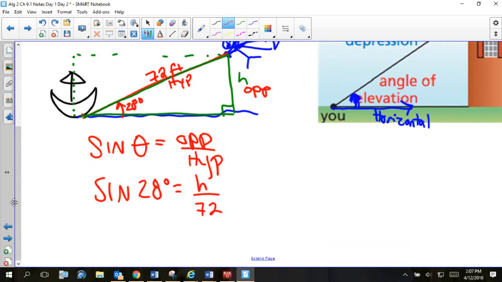I bet it's going to be close to half of 72, because it's 28 degrees. Never mind. You don't get that yet. Okay. So we're going to cross multiply, and we will get H is equal to 72 sine 28 degrees. Type that in your calculator. And Shay's going to tell me the answer.